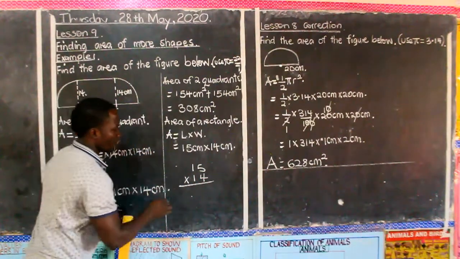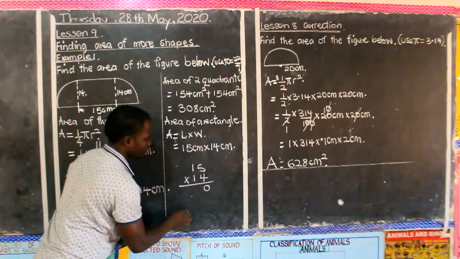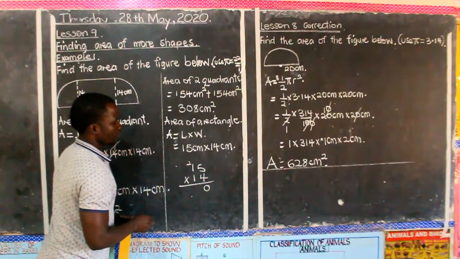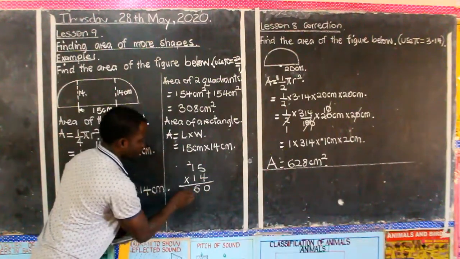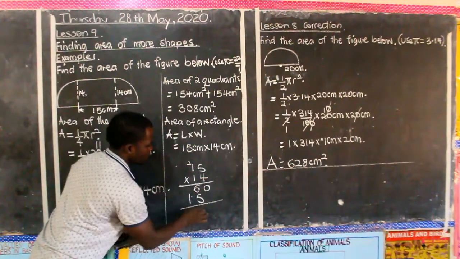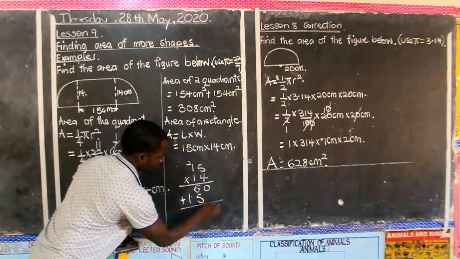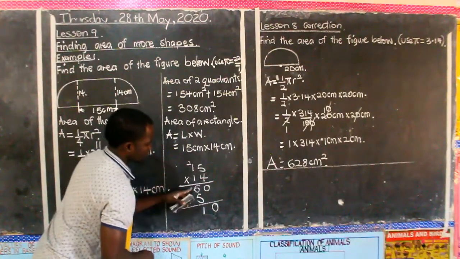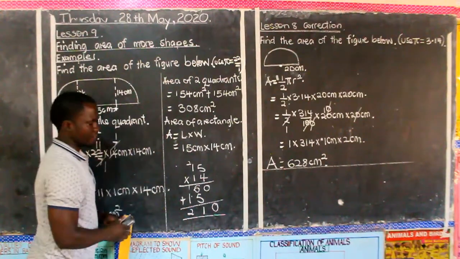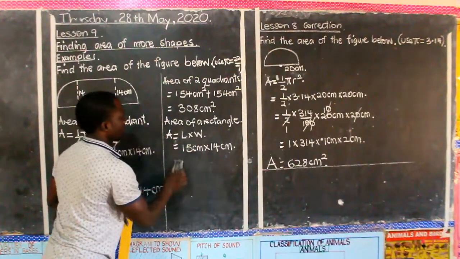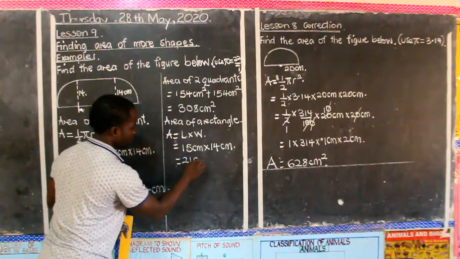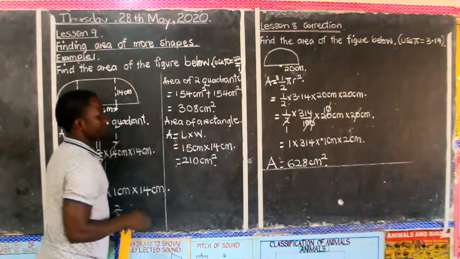What do we get? 4 times 5 is 20. Write 0 and carry 2. 4 times 1 is 4 plus 2, 6. 1 times 5 is 5. 1 times 1 is 1. So from there you add. What do you get here? 0, 1. If this is 11, write 1 and carry 1. And we shall write here 2. So this is 200 and 210. So the area of our rectangle is 210 square centimeters.